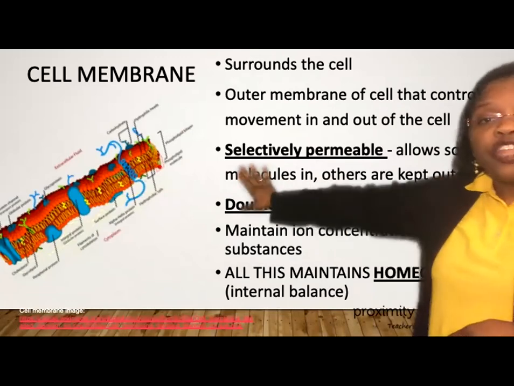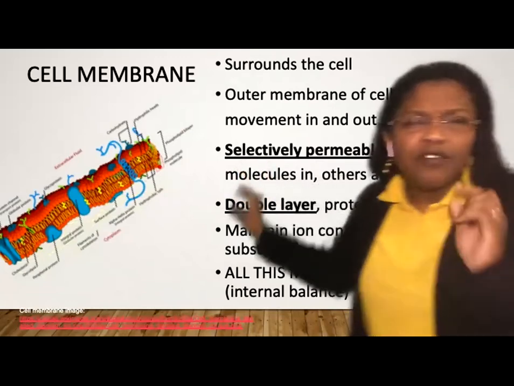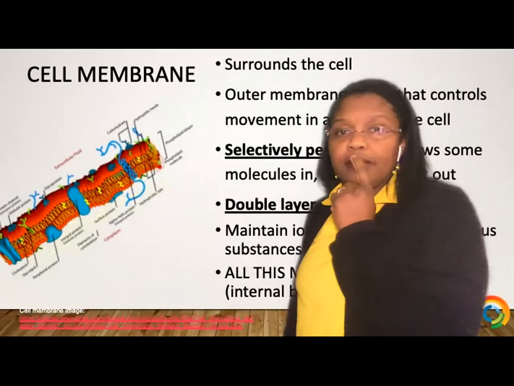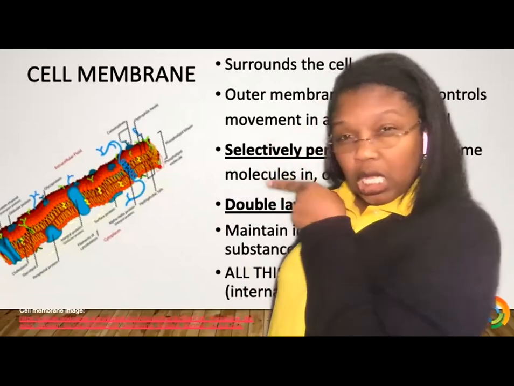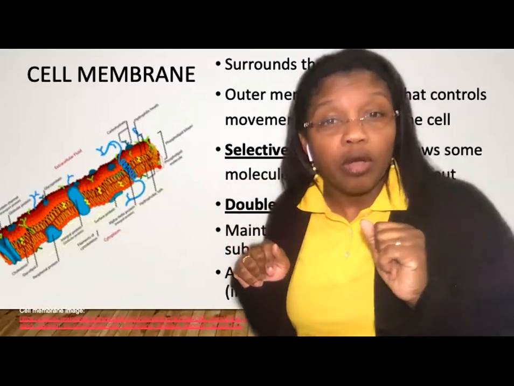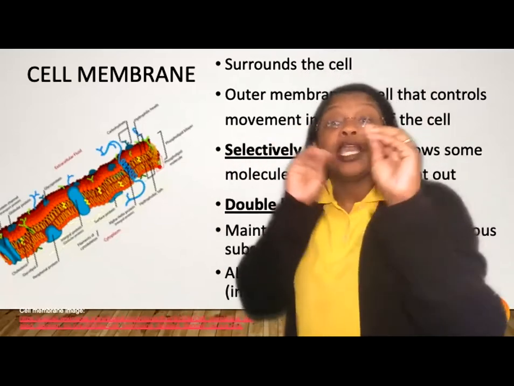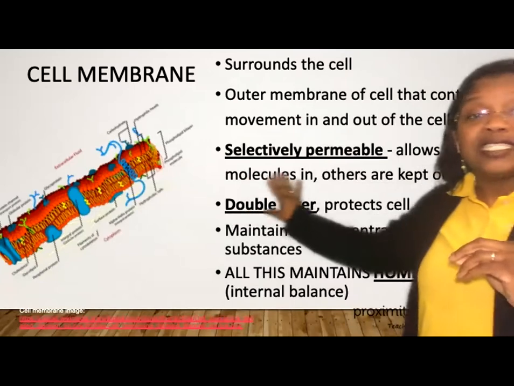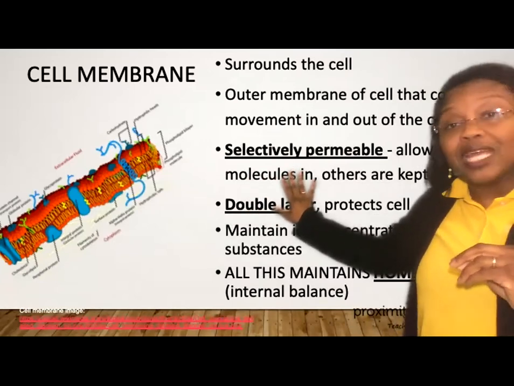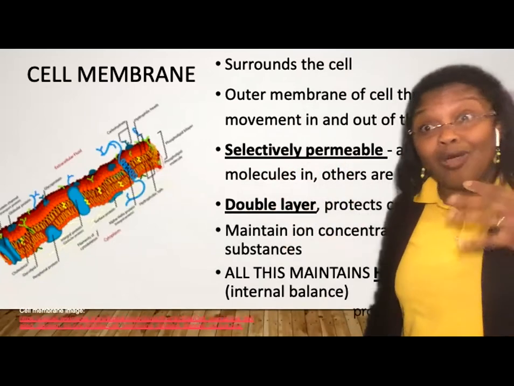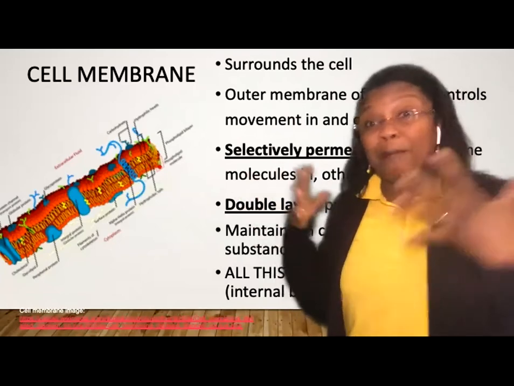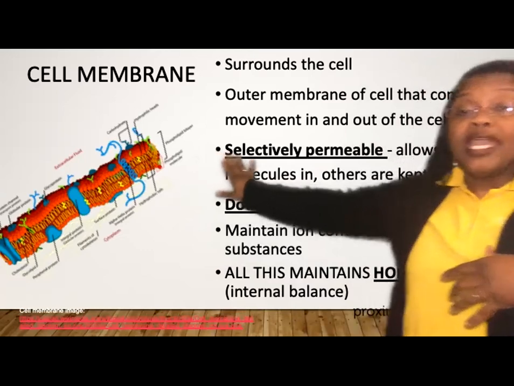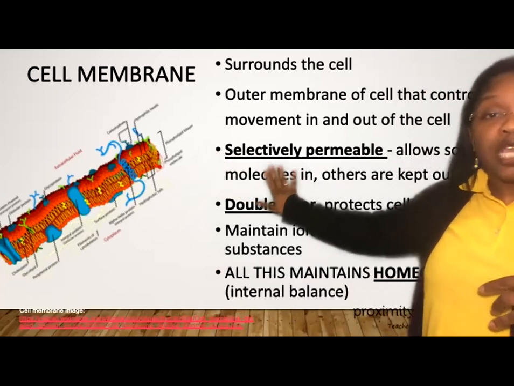What does that mean? Well, think about being selective. If you're selective about your friends, that means you might be friends with her, but maybe not him, for whatever reason, right? You pick, you choose. Well, the cell membrane is like that. It only allows certain things in because, hello, you don't want everything in your place, right? You don't want bad things to come in. So it is very selective as to what goes in and what goes out.